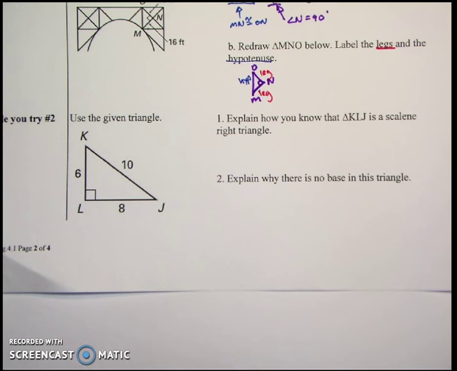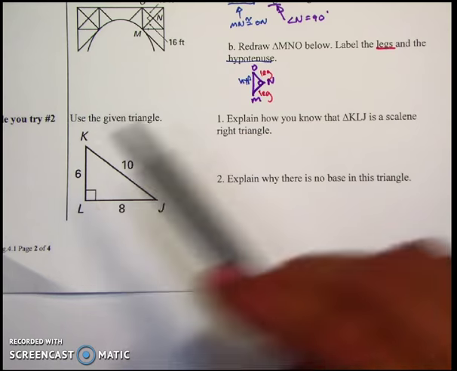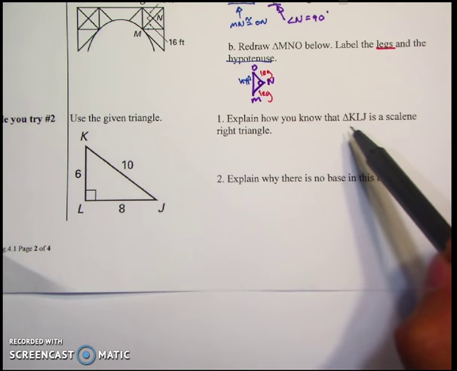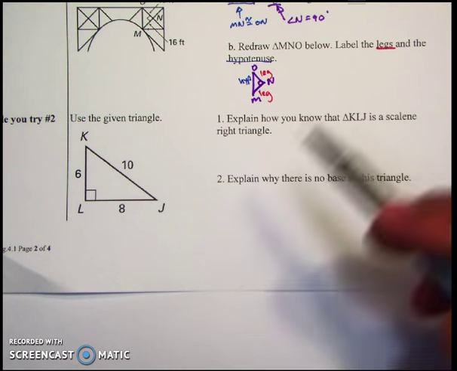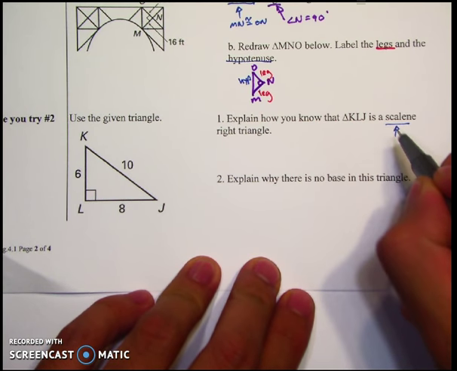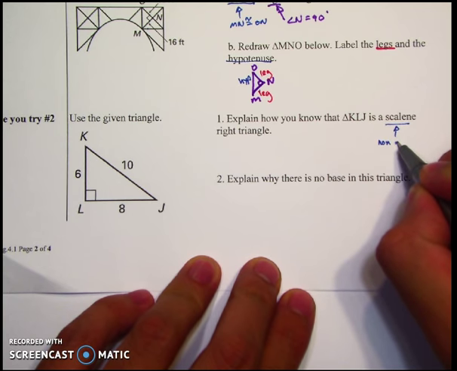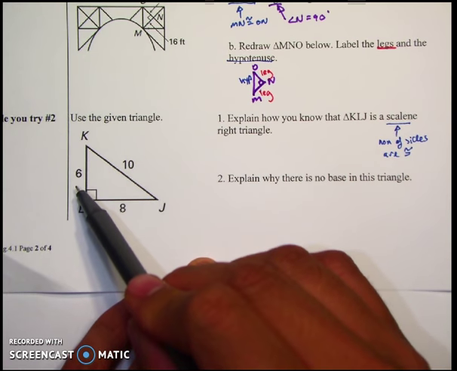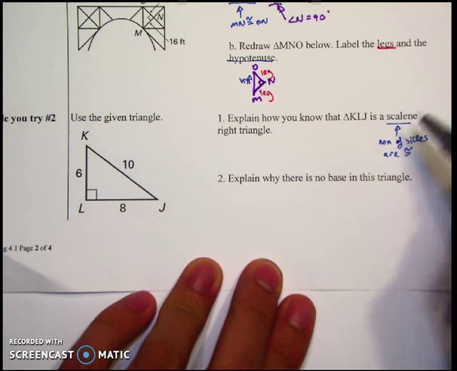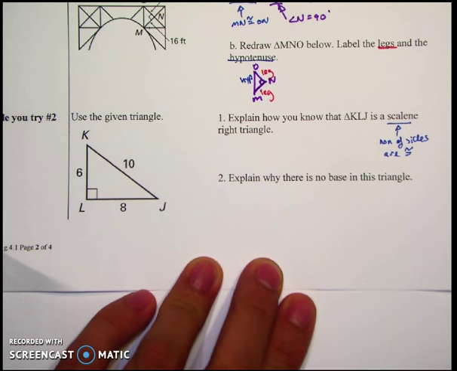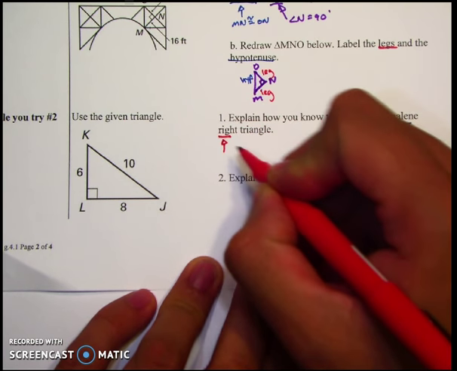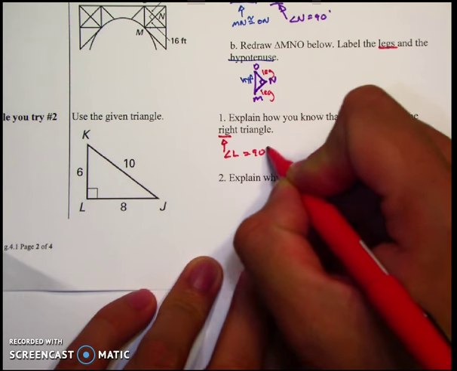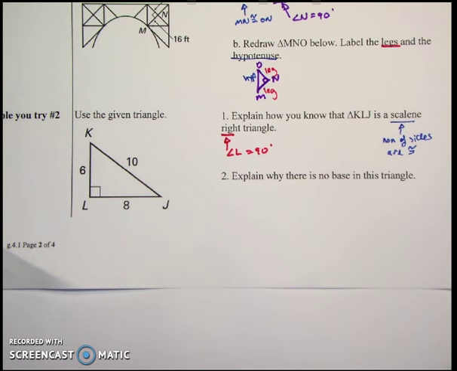Hi, welcome back. So in this example, it says explain how you know that triangle KLJ is a scaling right triangle. First of all, we know it's a scaling because none of its sides are the same or congruent. You have 6, 8, 10, none of them are the same. So we know it's scaling. That's how you explain it: say that none of the sides are the same. And then to show the right angle, we can just say that angle L is equal to 90 degrees. And that's how you know that it's a scaling right triangle.